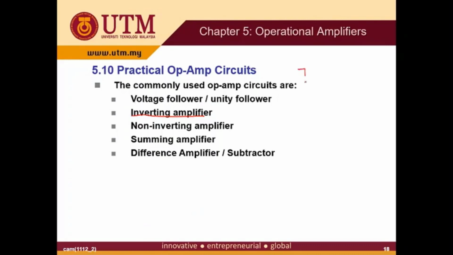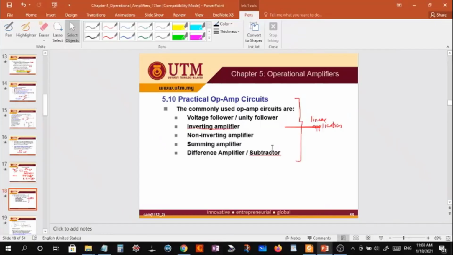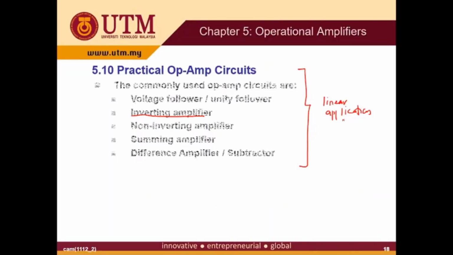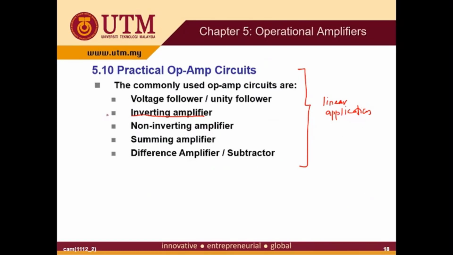I would like to note here that this type of amplifier application is a linear application. This is an analog application. So we have done the inverting amplifier.